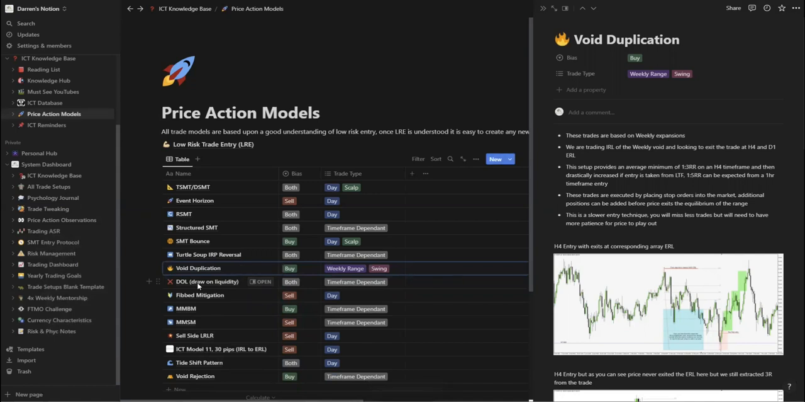That's a simple setup. It's basically when price is drawn to some kind of equal highs or lows. Yeah, we know about that. Maybe there's something specific that we don't know.